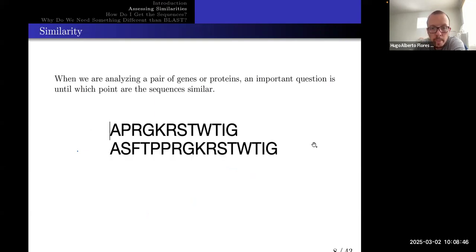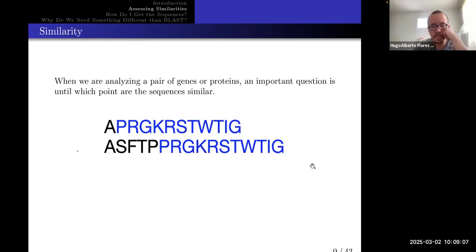That's exactly the point. So now let's try to check for this one. These ones are using some amino acids instead. And you can see that now the sequences have a higher length. We have more letters here. What do you think? Are they similar or not?